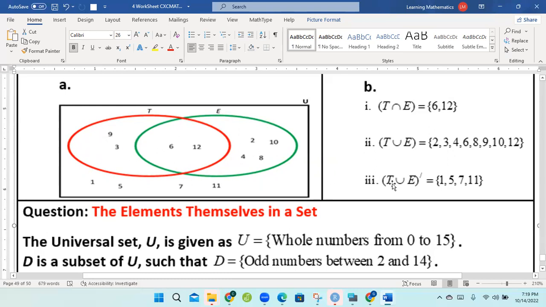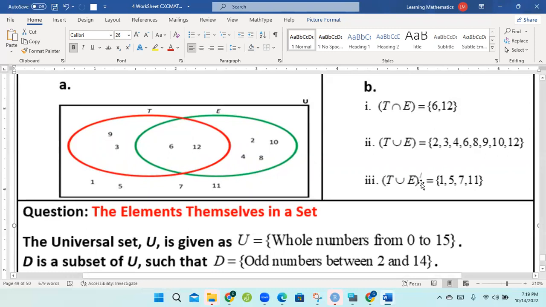And T union E complement is what is not part of the union. These are the values outside there. Another word for this accent is 'not part of', so not part of the union. You can get a custom of reading from right to left. You can say T union E complement, starting from left to right, but you can start with the accent and say not part of T union E. Sometimes it's more effective to do it that way.